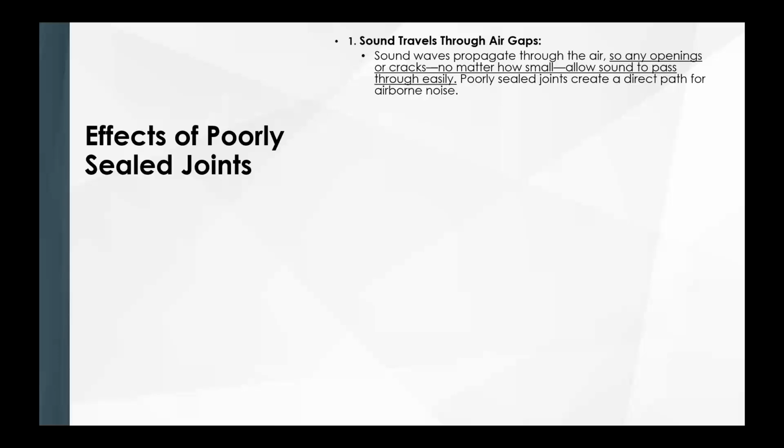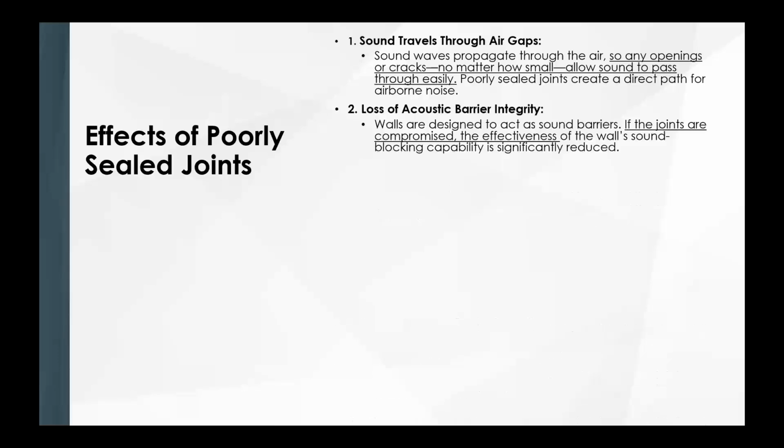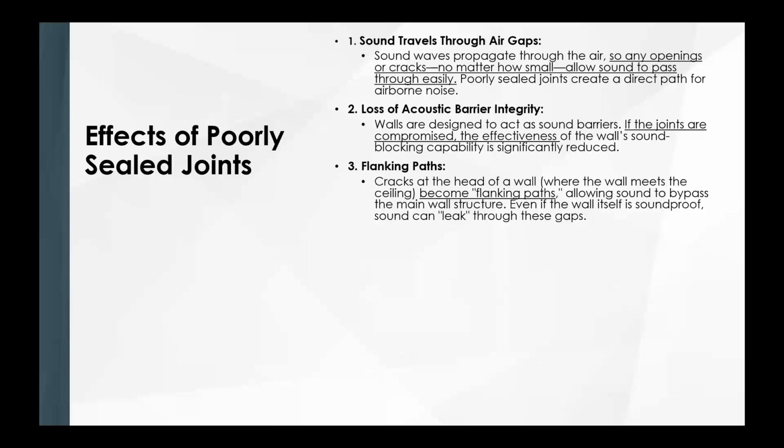All right, the effects of poorly sealed joints. Sound can travel through air gaps. It's going to happen. Cracks, no matter how small, sound can get through them. Once you lose that acoustic barrier integrity, the joints are compromised, and now sound can get through. It's going to reduce your STC rating. It's going to create sound flanking paths. A crack on one side, a crack in a different area on another side, sound will find its way through there.